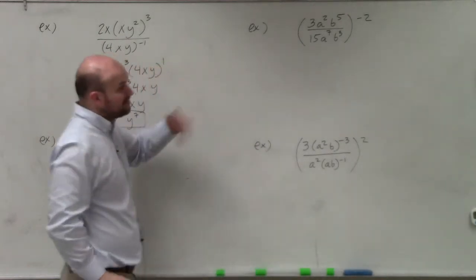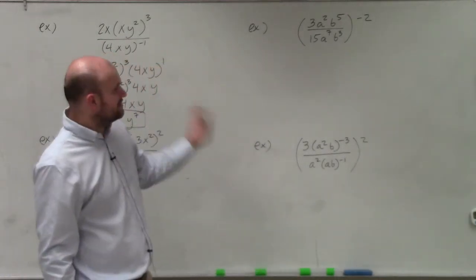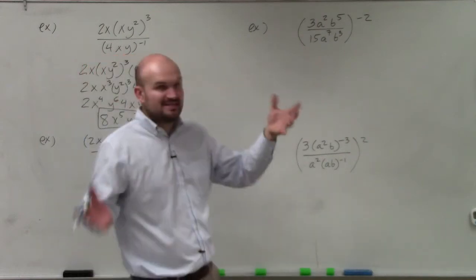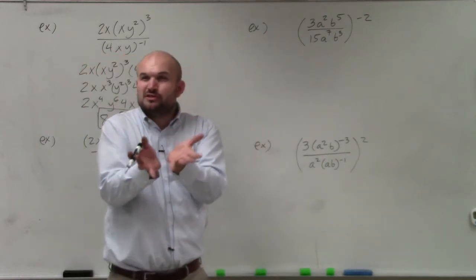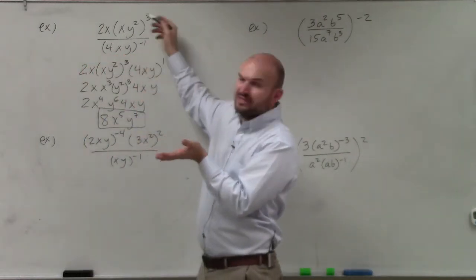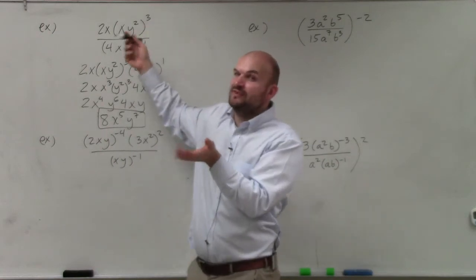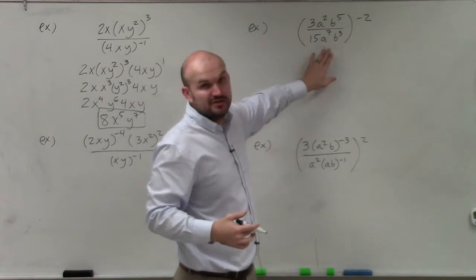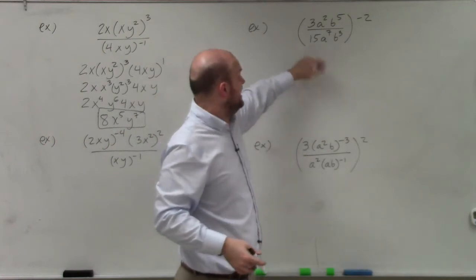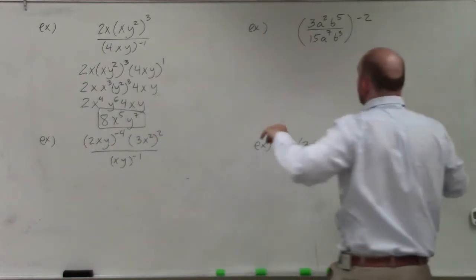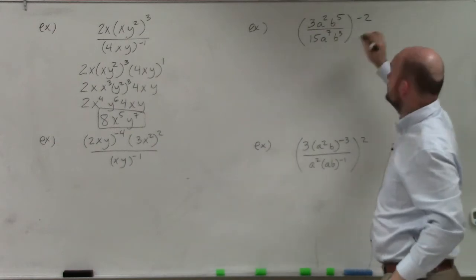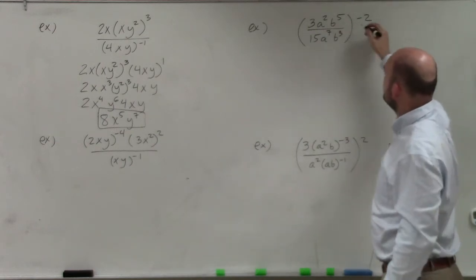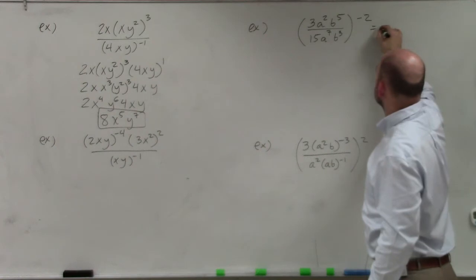In this next example, you could get rid of the negative first, but I think what's easiest in this one is to look at simplifying whatever is inside the parentheses. Over here, there's really nothing I could do inside the parentheses to simplify. But using my order of operations, I want to see what I can simplify here first. And I realize I can actually use my quotient rule on the inside.